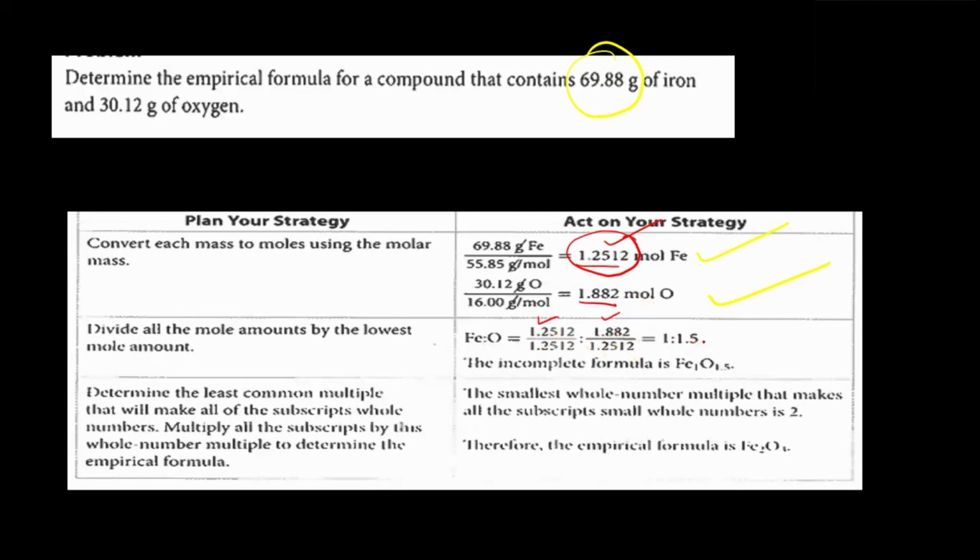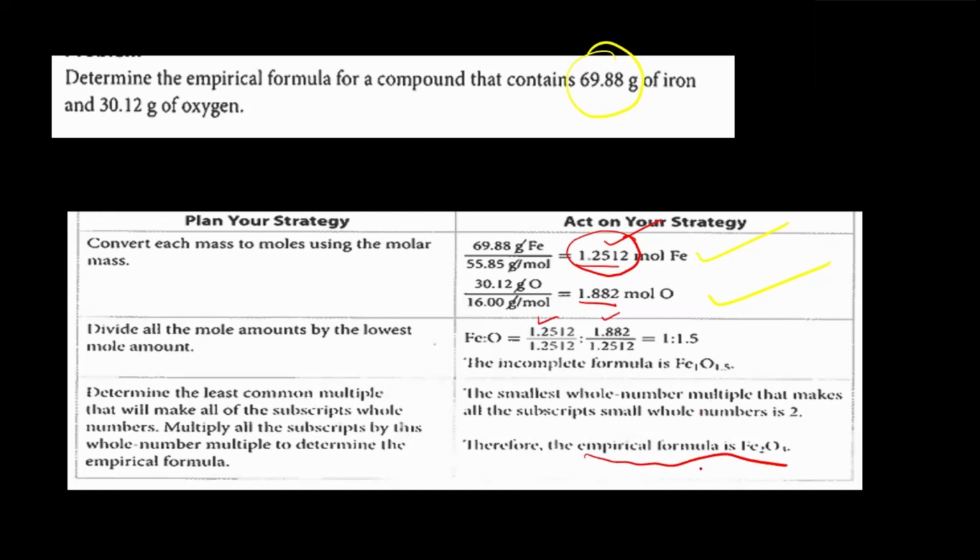1.5. Now see, is this formula complete? No, right? Because again, decimals are coming. It is not a whole number, so you have to convert it to a whole number. I will convert this 1.5 into a whole number by multiplying with 2, so 1.5 becomes 3. You have to multiply iron also, so you get the empirical formula as Fe2O3.